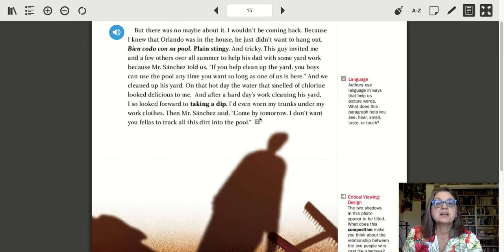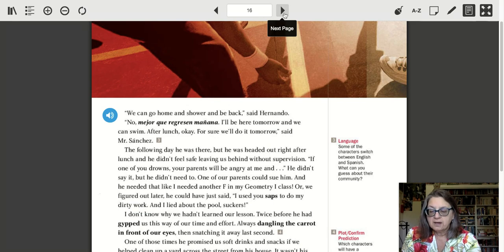Mr. Sanchez said, come by tomorrow. I don't want you fellas to track all this dirt into the pool. Well, we can go home and shower and be back, said Hernando. No, mejor que regresen mañana. Better that you come back tomorrow. I'll be here tomorrow and we can swim after lunch, okay? For sure we'll do it tomorrow, said Mr. Sanchez.